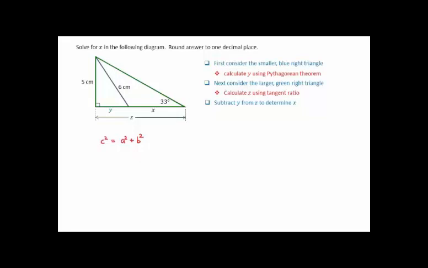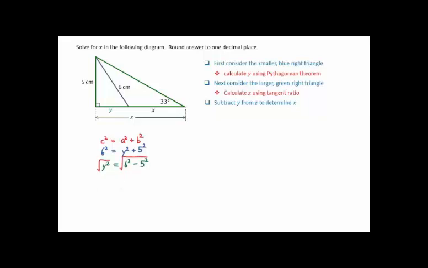First, let's consider the smaller triangle. Using Pythagorean theorem, c squared equals a squared plus b squared. In this case, the hypotenuse is 6, which corresponds to the c. We have then 6 squared equals y squared plus 5 squared. We can rearrange this for y squared as 6 squared minus 5 squared.